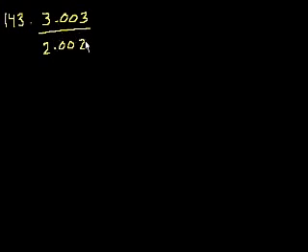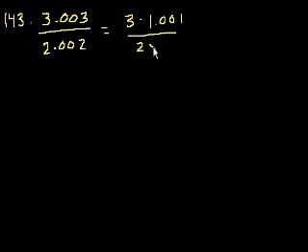I mean, it looks like 3 over 2, but just to confirm that, let's see, this is the same thing as 3 times what? 1.001? Yeah. And this is the same thing as 2 times 1.001. So you cancel those out, and yeah, you get 3 over 2, which is the same thing as 1.5. And that's choice E.